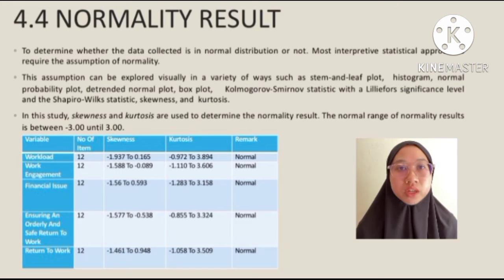Normality Result. Normality result is to determine whether the data collected is in normal distribution or not. Most interpretive statistical approaches require the assumption of normality. This assumption can be explored visually in a variety of ways such as stem and leaf plot, histogram, normal probability plot, detrended normal plot, box plot, Kolmogorov-Smirnov statistic with a Lilliefors significance level and the Shapiro-Wilk statistics, skewness, and kurtosis. In these studies, skewness and kurtosis are used to determine the normality result. The normal range of normality result is between negative 3.00 until 3.00.